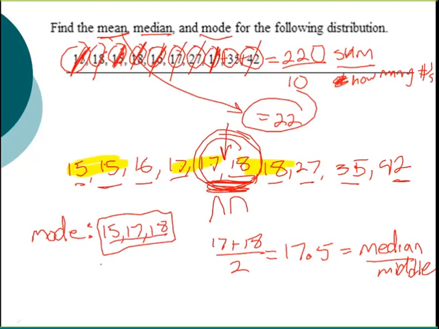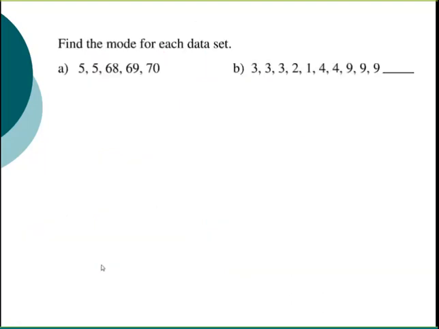And it is okay to have multiple modes. You just list them. Here we go. So looking at this one, we've got the mode for each set. In this particular case, 5 happens the most, so the mode is 5. Okay. Over here, we've got 3 3s, 2 4s, and 3 9s. So here we've got 3 and 9 are the mode. So 2 different modes. All right.